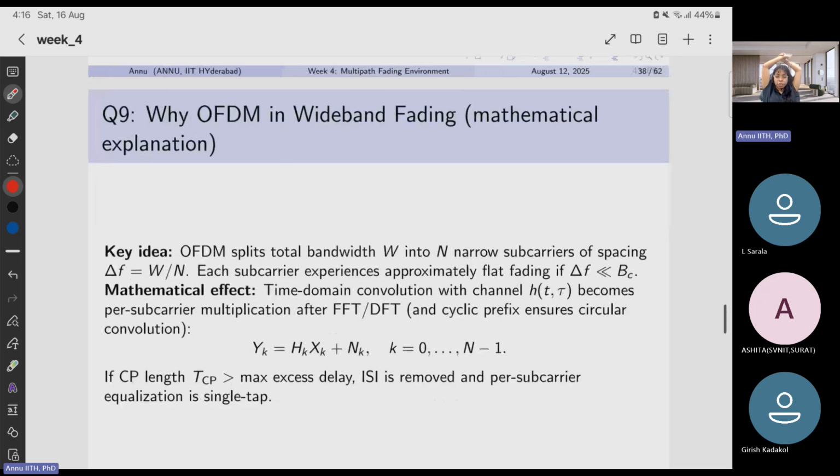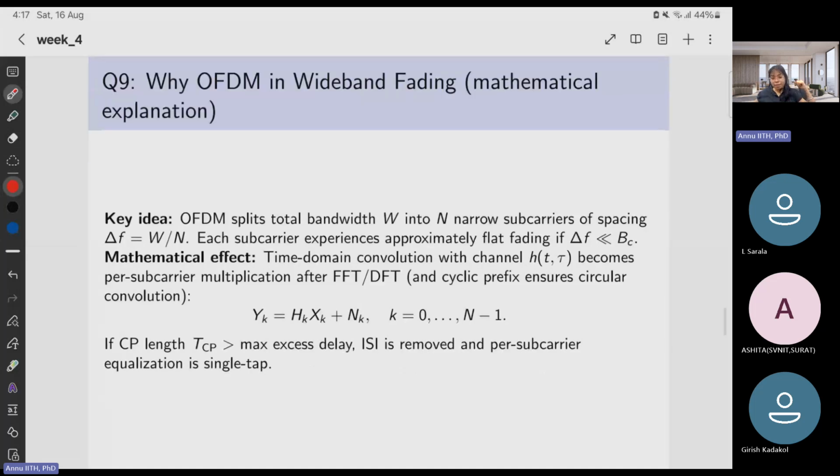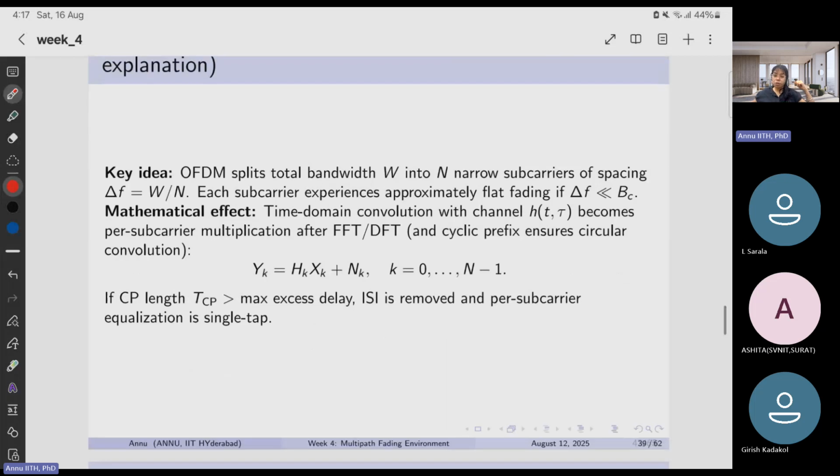So the mathematical effect is like this. Time domain convolution with the channel h of t, tau becomes per-subcarrier multiplication after FFT or DFT, and the cyclic prefix ensures the circular convolution is retained. So as we know, Yk is equal to Hk Xk plus Nk, where k ranges from 0 to N minus 1. So if the CP length is greater than the max excess delay, ISI is removed and per-subcarrier equalization is single tap. So that's where the benefit of OFDM comes into the picture.